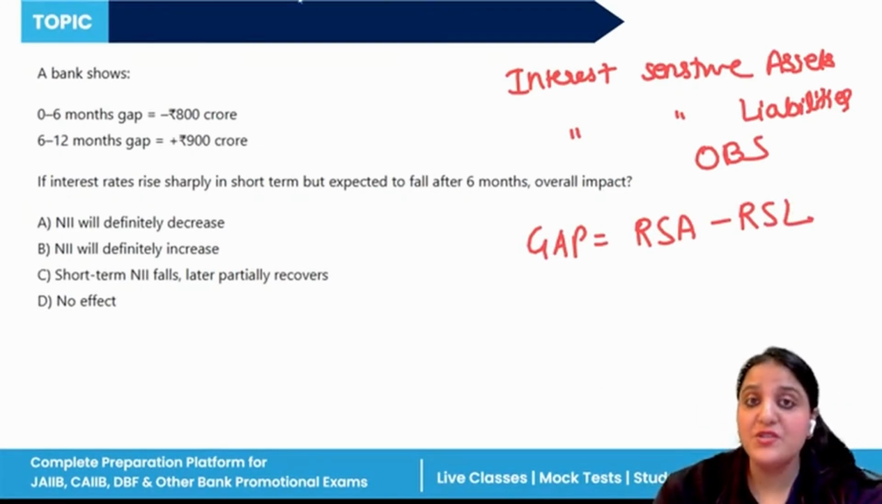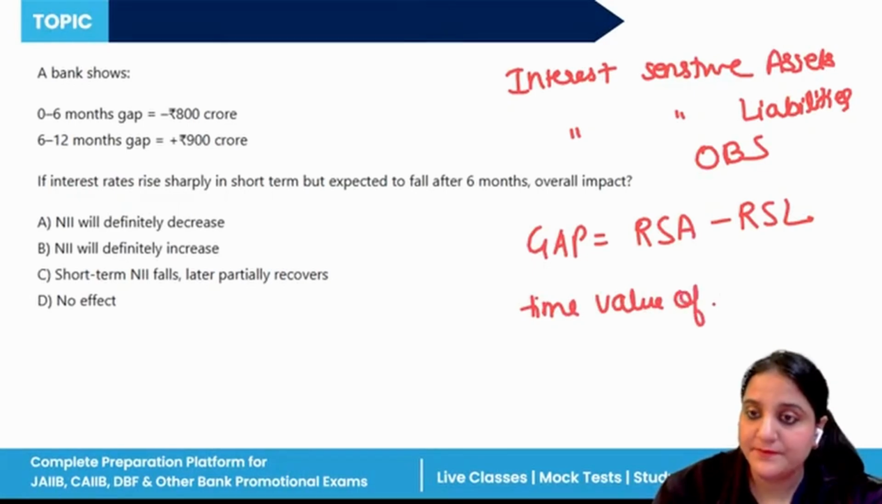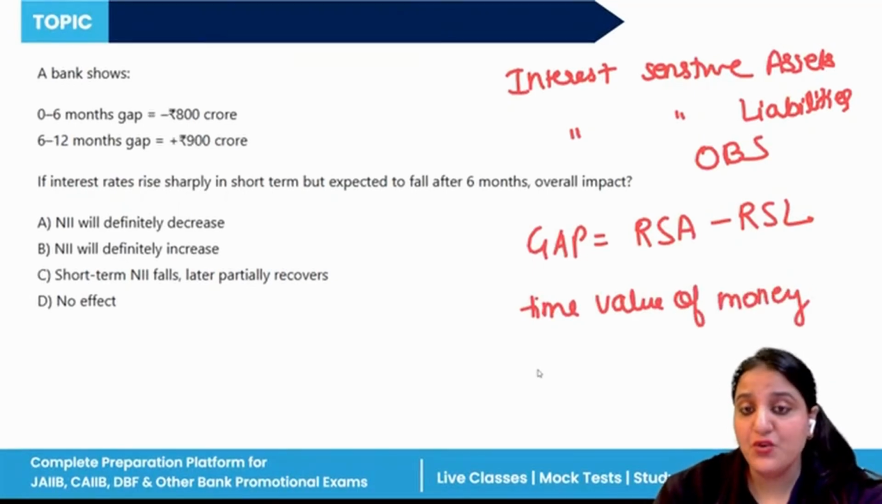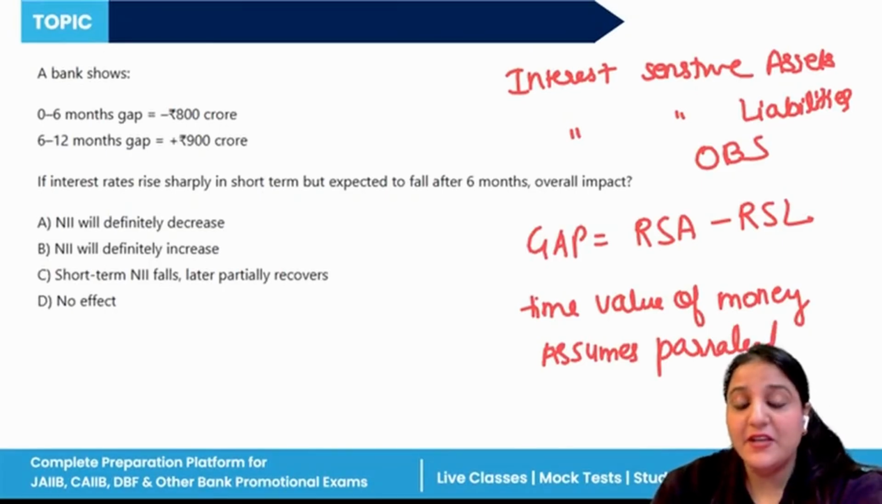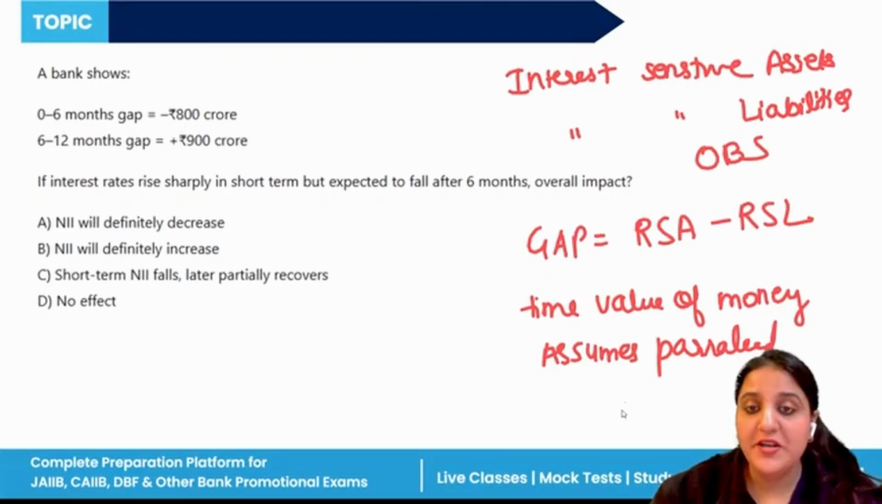So it is used primarily for the earnings perspective and short-term NII sensitivity. It ignores the time value of money. It also assumes a parallel shift, and it ignores embedded options.